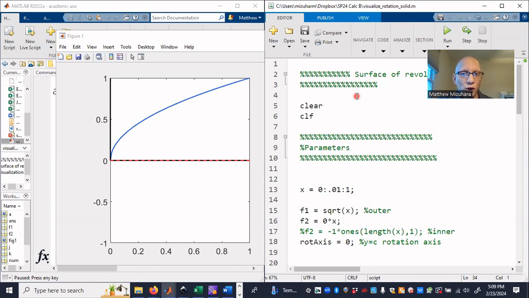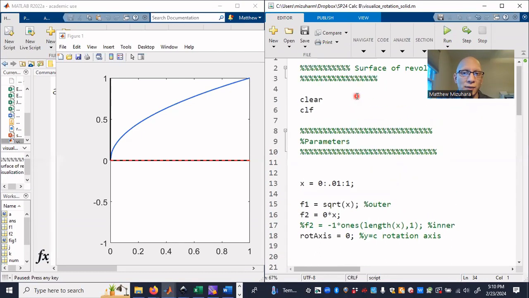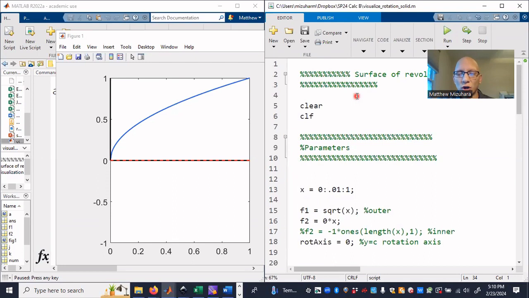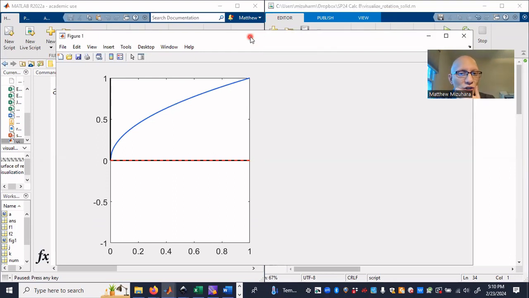I'm happy to share this code with anyone if you'd like to play with it, and I could teach you how to run this code. It does require the MATLAB program, which you can use on campus for free. I can teach you these things. But for this video, let's just go ahead and use this to try to visualize some of these surfaces, or these volumes of rotation.